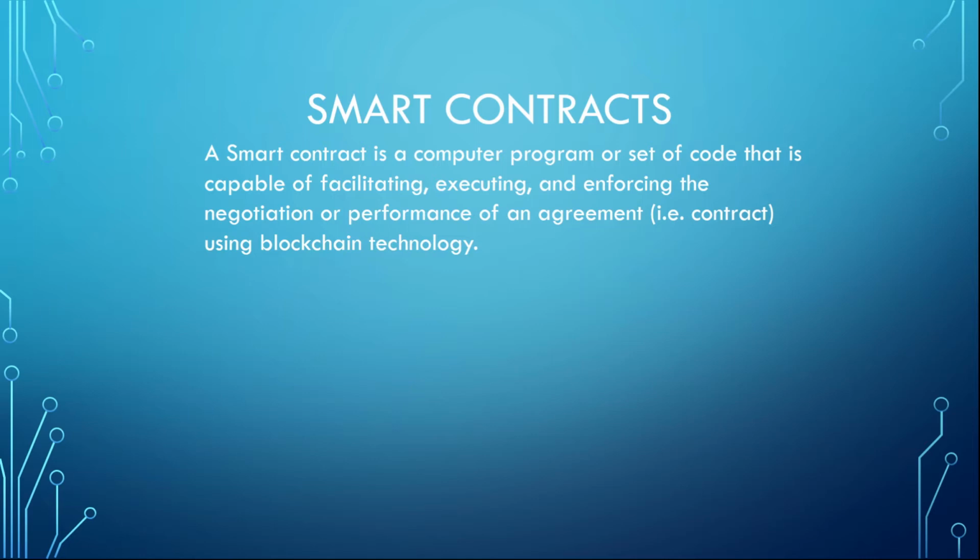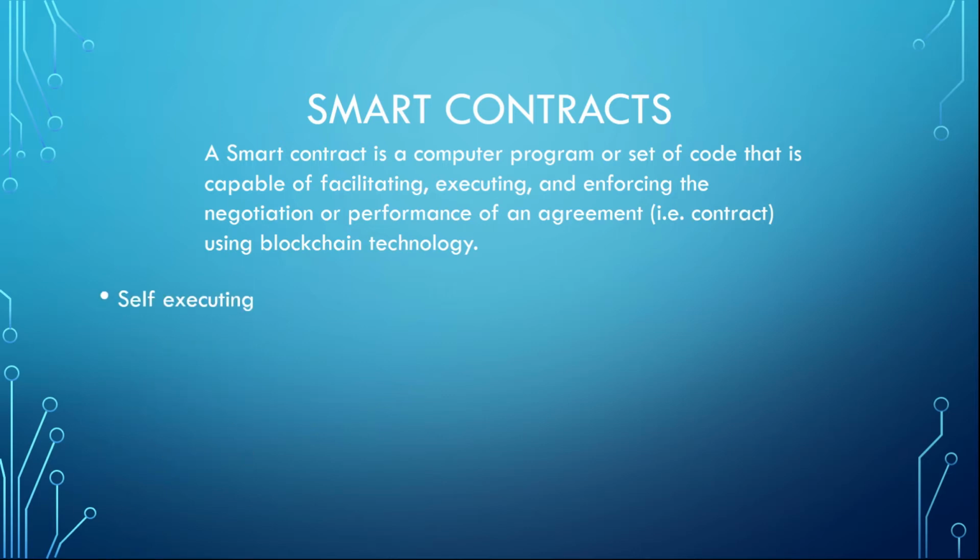So, a smart contract is a computer program or a set of code that is capable of facilitating, executing, and enforcing the negotiation or performance of an agreement. So, a contract, using blockchain technology, as I mentioned before. This kind of automates it and makes it trustworthy and also immutable. So, no one can go into the smart contract and change things and manipulate them in the way they want to, because on the blockchain it's decentralized, and if anyone tries to tamper with it, because it's on a distributed network, everyone's going to know.